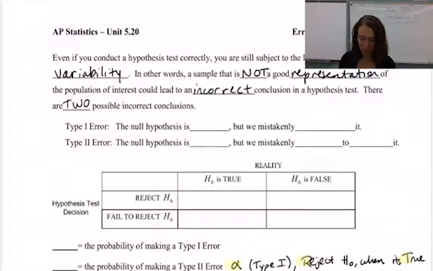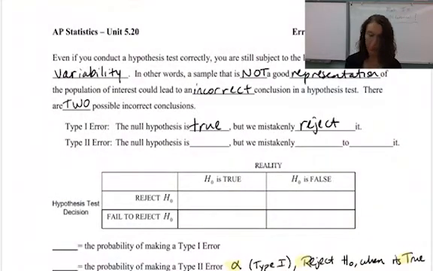And when we have a sample that's not a good representation of the population, that could lead to incorrect conclusions for our hypothesis testing. So there's two possible incorrect conclusions. We have a type 1 error and a type 2 error. We do use Roman numerals for those. The type 1 error is when the null hypothesis is true, but we mistakenly reject it. So the null hypothesis was true in reality, but we said, well, let's just reject it. The type 2 error is when the null hypothesis is false, but we fail to reject it. So these are the two possible errors.